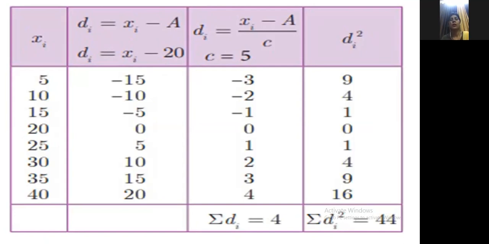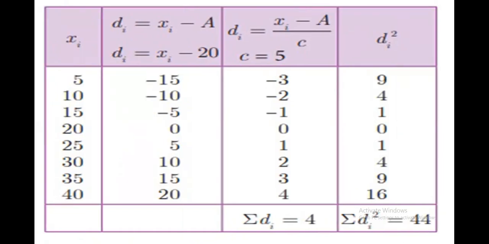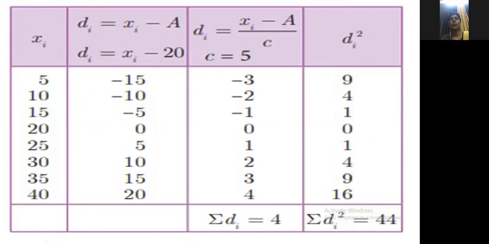After that, as in the step deviation method, one thing more is being done here. We use the class interval for finding the deviations. So this is xi minus a over c, where c is 5. After that, we find the values as minus 3, minus 2, minus 1, 0, 1, 2, 3, 4. And the summation of these deviations is 4.